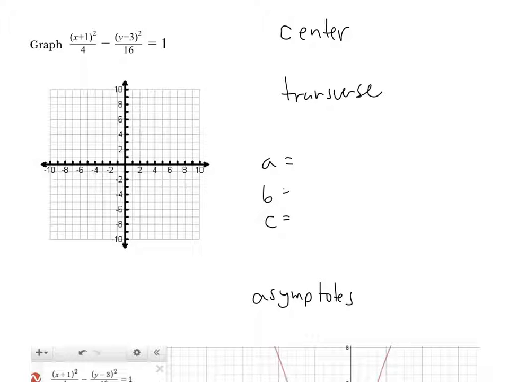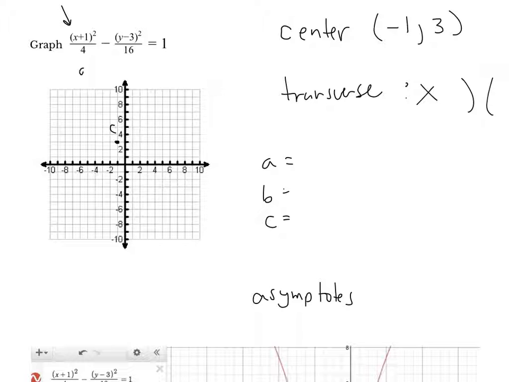So everything is really similar. The transverse axis is x because you can see the x comes first. That means this is going to be a left-right hyperbola. The center is going to be the opposite of x, so it's x plus 1, so it's minus 1, and y minus 3, so it's positive 3. You always take the opposites, just like circles, parabolas, and ellipses, always the same. So I have a center at negative 1, 3. So that would be here. There's my center.